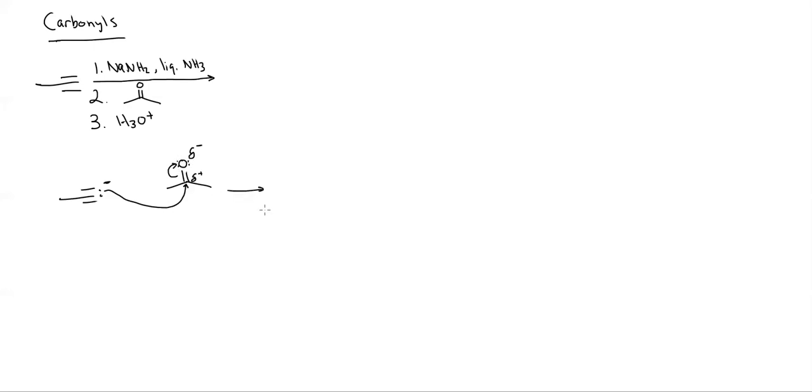And since it can attack there, I get this intermediate. And then once I throw in acid, that just protonates that oxygen to make an OH. So if you look at this, all I've really done is take the carbonyl group, turn it into an OH, and add the alkyne to the carbonyl. So that's all I've done. So this is my product.